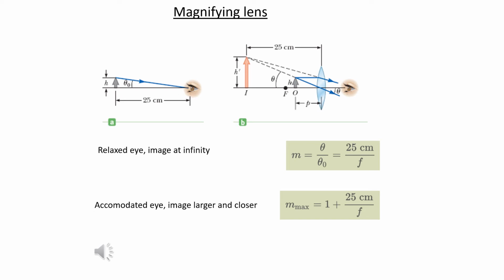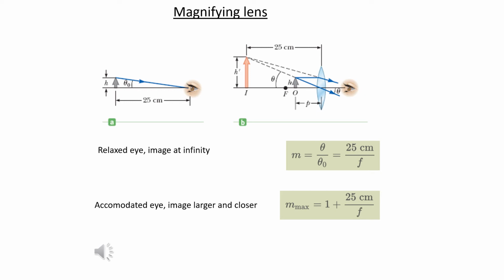In this position, the image will be at infinity, and your eye will therefore be relaxed. The magnifying power at this point will be the one shown in the first equation below, just 25 centimeters divided by the focal length of the lens. It's possible to bring the object closer to the lens, but the image will also be closer and a little bit bigger, so your eye will have to accommodate.